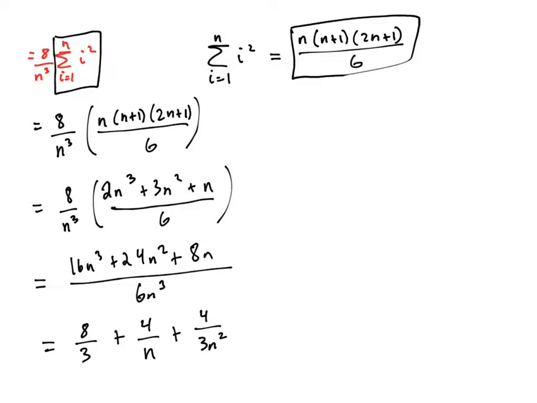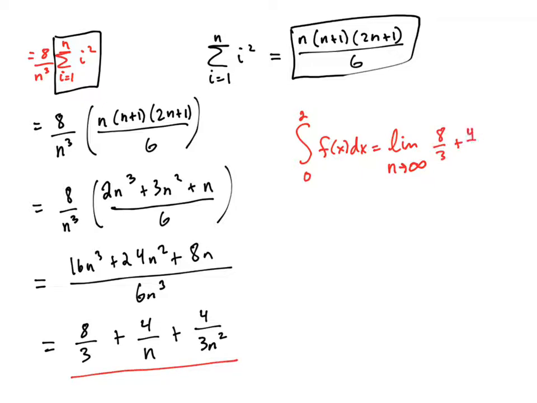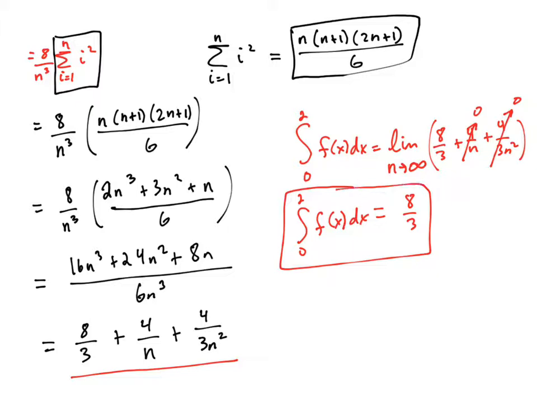So finishing things up, ultimately we're saying what's the integral from 0 to 2 of f of x dx? Well, that's equal to the limit as n goes to infinity of that sigma expression, and that is just equal to this guy down here: 8/3 plus 4 over n plus 4 over 3n squared. The limit as n goes to infinity of 8/3 is just 8/3. This term goes to 0. This term goes to 0. So what we found is that the integral is equal to 8/3.